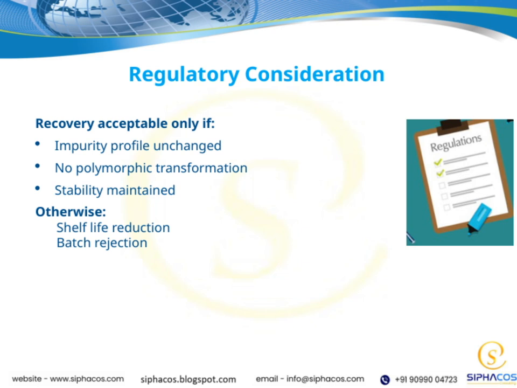If these conditions aren't met, there could be serious consequences. For example, we might face a reduction in shelf life, which impacts how long the product stays effective and safe. Additionally, the batch could be rejected altogether, which means starting the process over and losing valuable time and resources. So the key takeaway here is that maintaining these parameters is crucial, not only for regulatory approval, but also for ensuring the safety and effectiveness of our product. It ties directly into our overall goal of delivering high-quality, reliable pharmaceuticals.